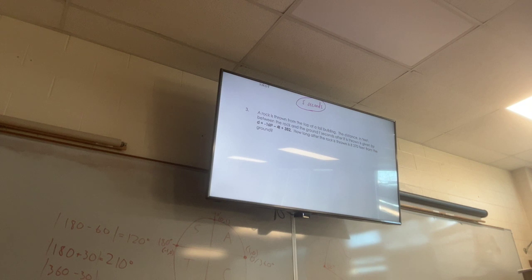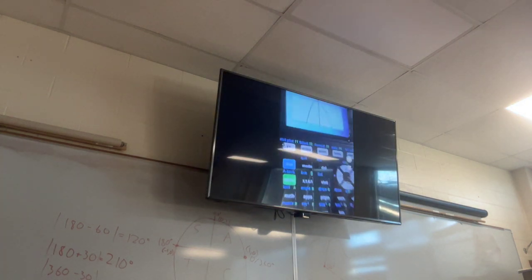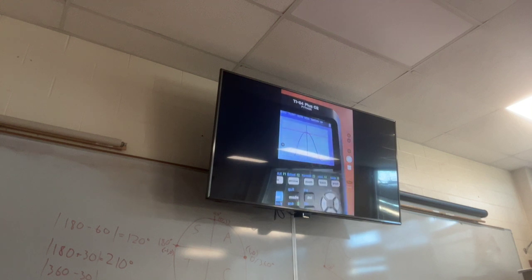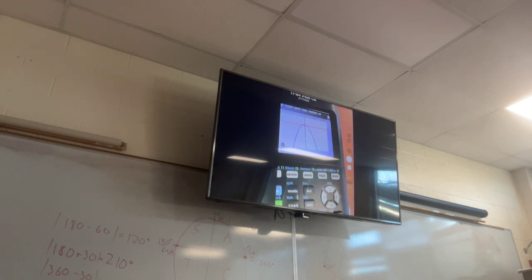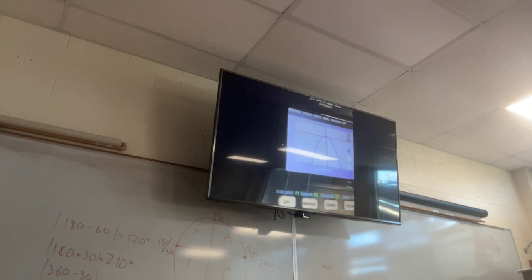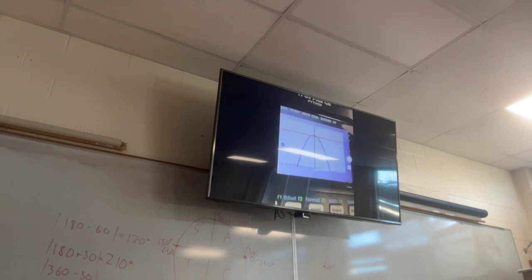Here's a good one. So I graphed this, the last problem. They want us to know how long after the rock is thrown, how long is it 370 feet from the ground? So I drew the curve y equals 370.